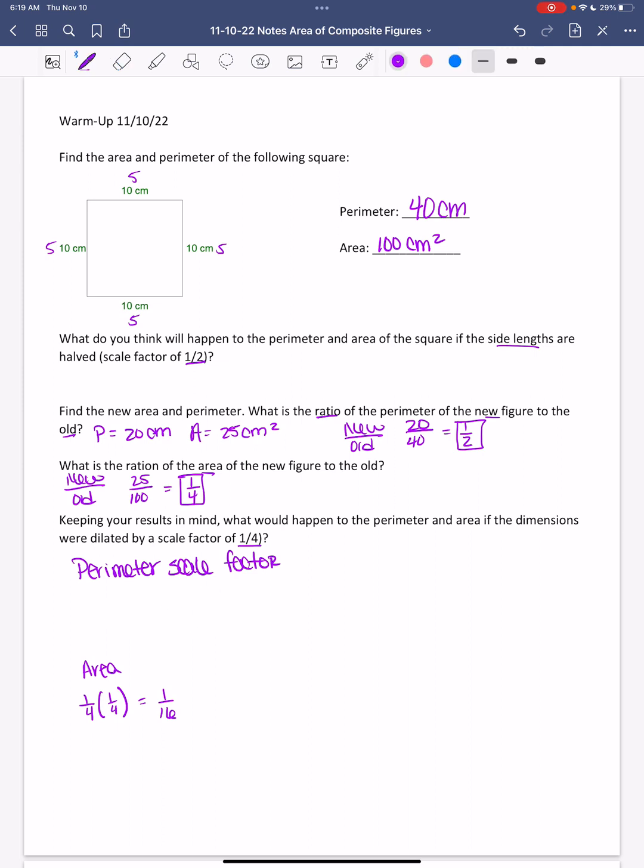Now, another way to look at that, because I think that might have confused you guys, is this: whatever your scale factor is, that's how much smaller your perimeter is going to be. I think that's going to be easier. So if your scale factor is 1/4, then the perimeter will be 1/4 smaller. So whatever your scale factor is, that's how much smaller the perimeter is going to be. I think that's going to be a little bit easier for you guys to remember. So we'll keep it at that.